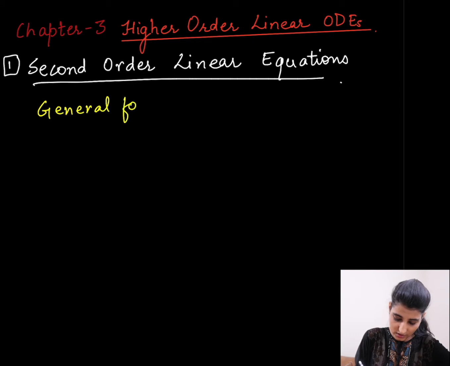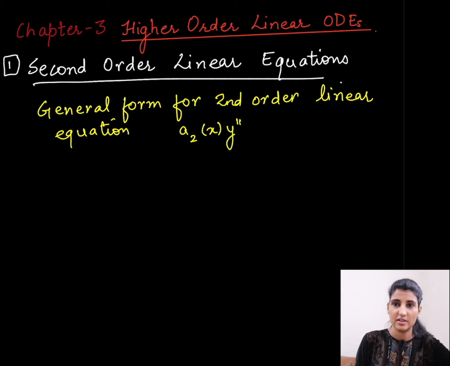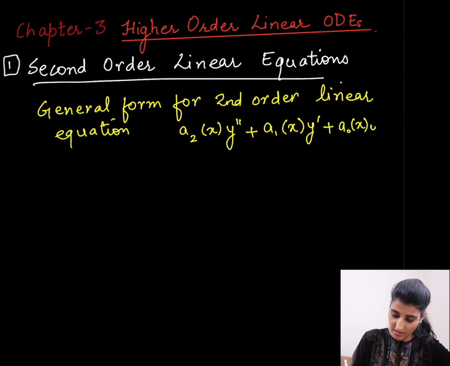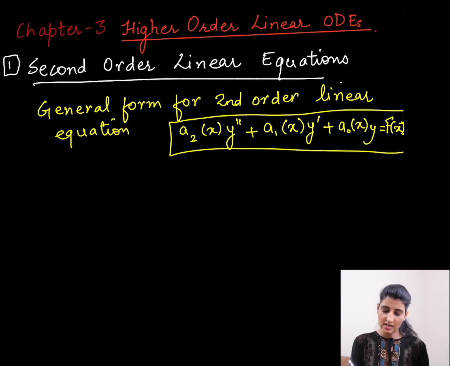So the general form for second order linear equation is a2(x) y double prime, by y double prime we mean the second derivative, plus a1(x) y prime plus a0(x) y equal to f(x). This is f of x. Here the functions a2(x), a1(x), a0(x) and f(x) are any functions of x.